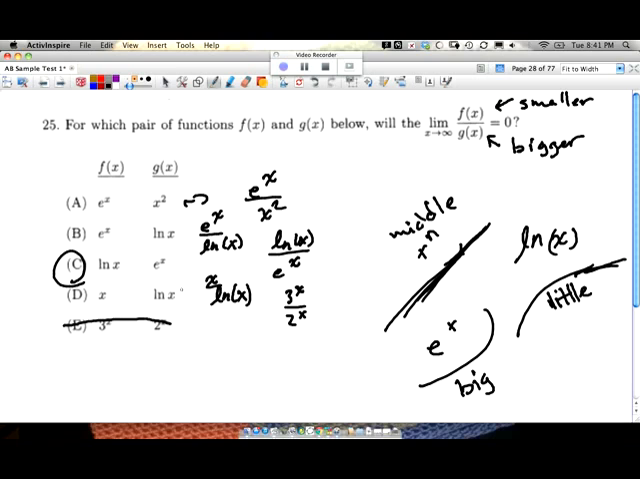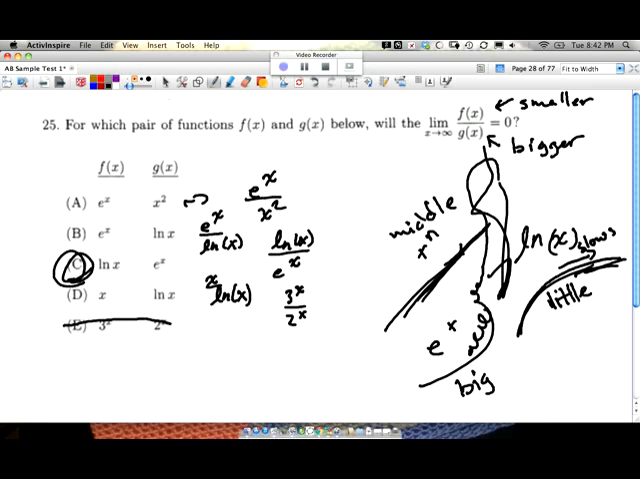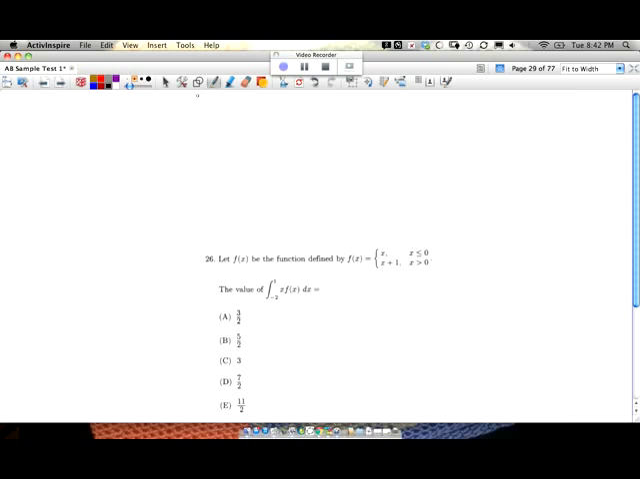It just has to do with common sense on the shape of a graph, knowing that natural log kind of curves, but then it slows down. It doesn't really plateau, but it definitely slows down, while e to the x accelerates off into space. That's why we would have C as our answer. Let's look at number 26.